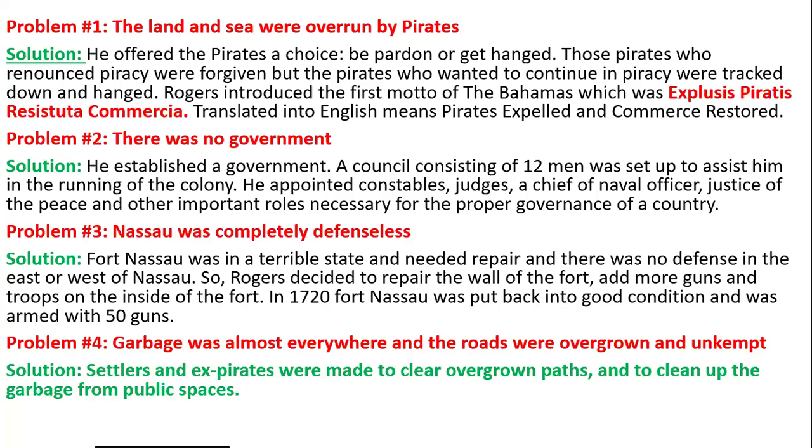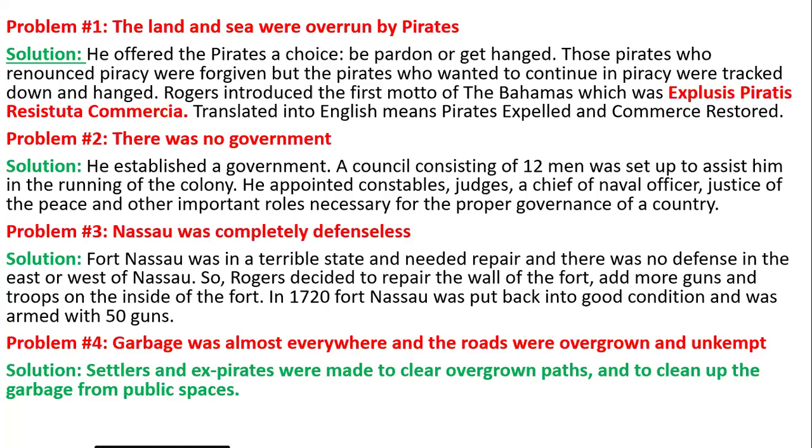Very good. And then problem number 3. What was the third problem? There was no defense in Nassau. No defense, yeah. And so how did he address the defenselessness of Nassau? He decided to repair the wall of the fort, add more guns and troops. So to fortify the fort, right?